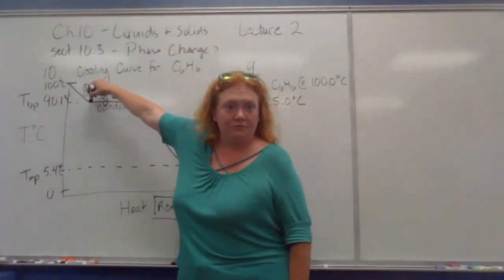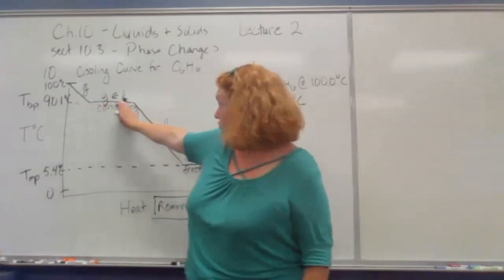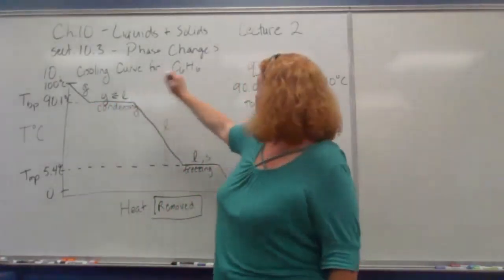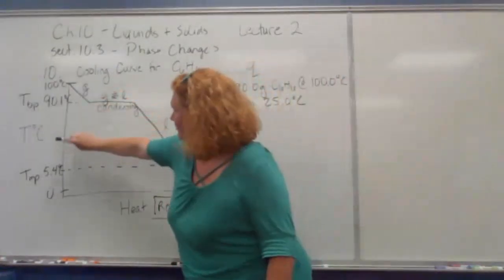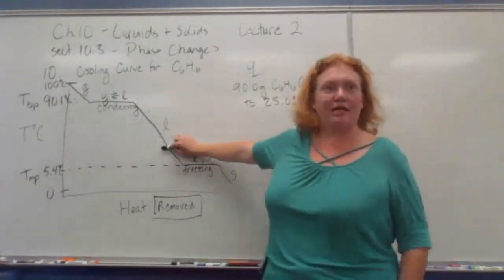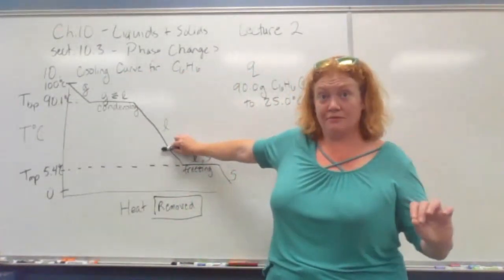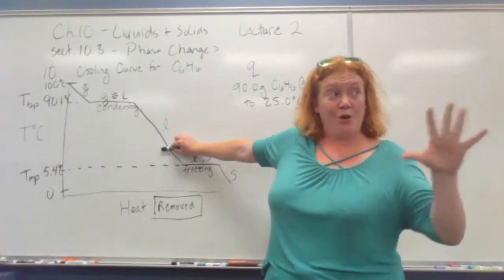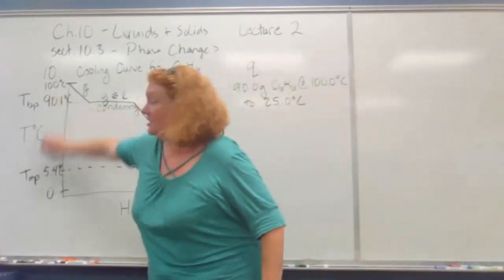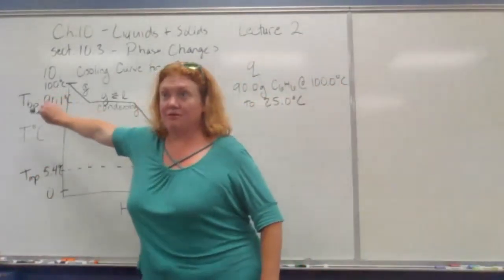One calculation? Two calculations? Take it to 25? Three calculations. At 25, it will be a liquid, won't it? Because 25 is in between the melting and the boiling point for that substance.